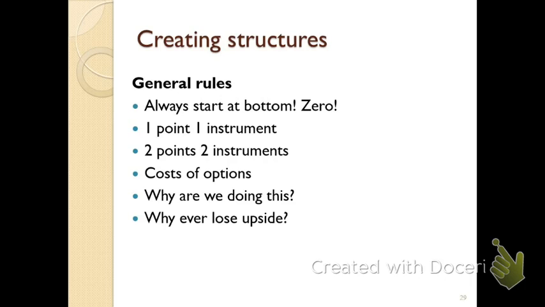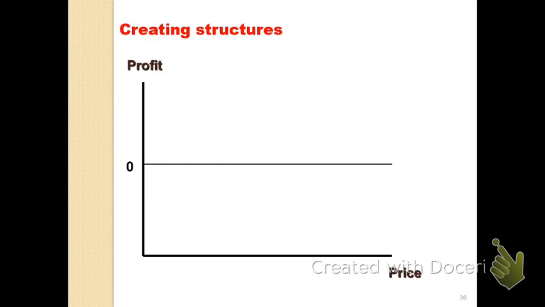So the general rules. Firstly, always start at the bottom, so at 0. The second is if you're hedging from one point to another, and it goes on into infinity, it's one instrument. If you're hedging from one place to another, you need one instrument to start the hedge and one to stop it. Don't forget the cost of options, that you need to bump down the graph for that cost. And always ask, why are we doing this? What is the reason for this structure? Because that's likely to be the next part of the question. And I'll answer that last piece right at the end.